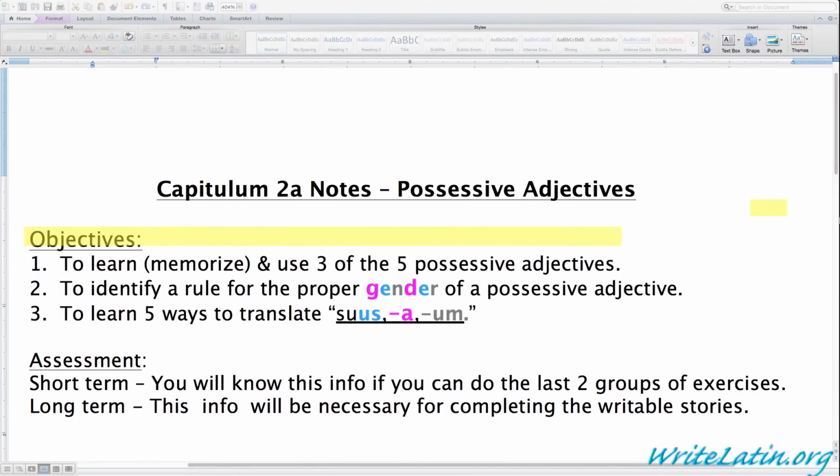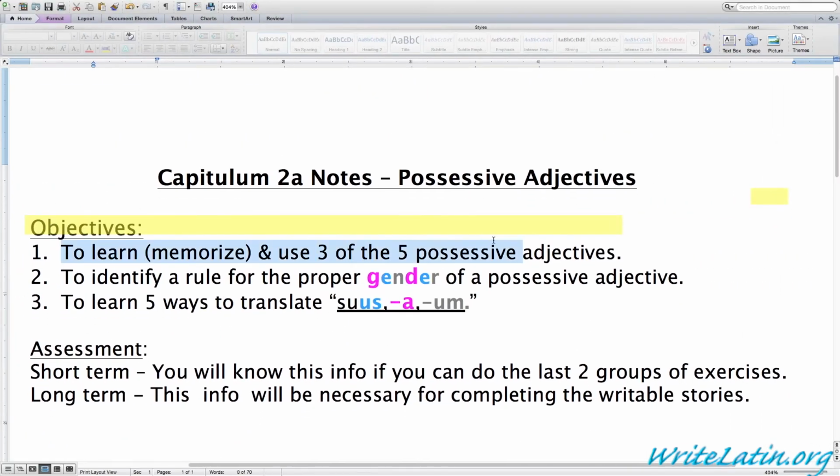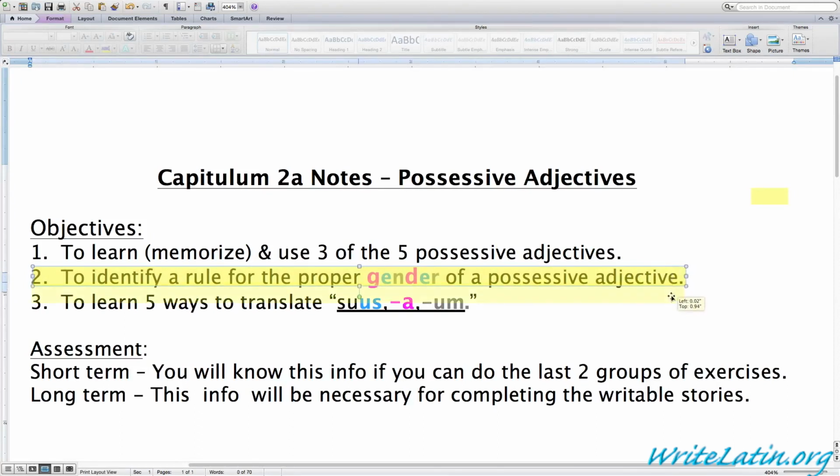So hopefully now, let's go back and look if we've accomplished our objectives. Hopefully you have learned three of the five possessive adjectives. They were meus, tuus, and suus. Hopefully you can identify the rule for the proper gender of a possessive adjective. It should be the same as its noun regardless of the gender of the possessor. And hopefully you have five ways to translate suus: they are his, her, its, theirs, and one's. Valete.